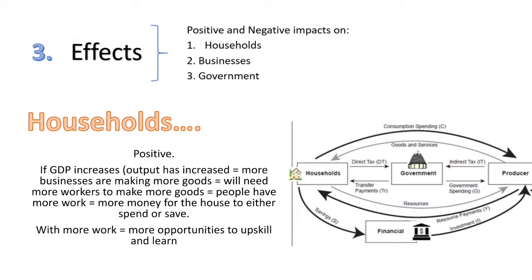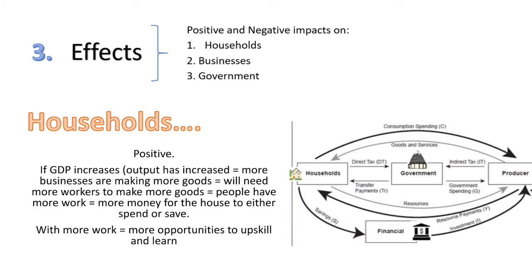If we start with households, going back to your circular flow model, and this is why this model is really important to understand the whole economy. We can see over on the left hand side we have households, the little box, and then we've got government, producers, and financial down the bottom there. Let's just think of your own household as an easy way to think about it. If GDP increases, and we learnt that GDP is the value of the output, that tells us that productivity has increased, there's more things being made.